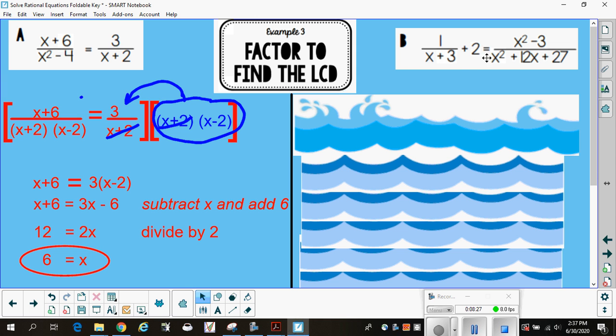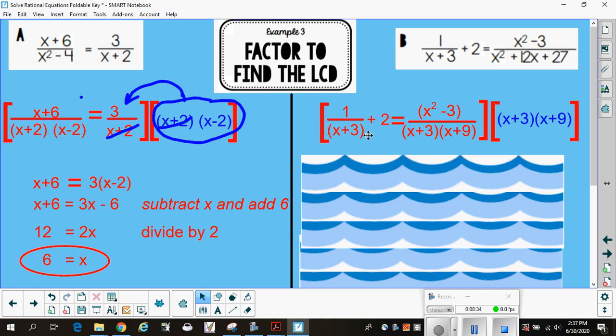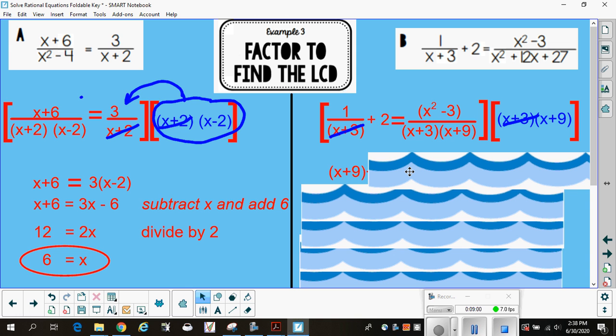On this side, I have to factor again, and I can be pretty sure, hopefully, that it's going to have an x plus 3 in it. So when I factor it, I get x plus 3, x plus 9 for this denominator. Now I'm going to multiply everything through, and I have to multiply it by each term. When I multiply by this first term, x plus 3 times x plus 9 times 1 over x plus 3, just the x plus 3's go away, and I'm left with the x plus 9. So notice there's my x plus 9.